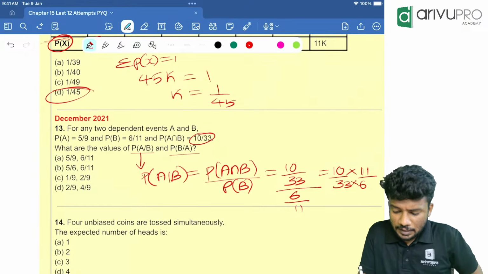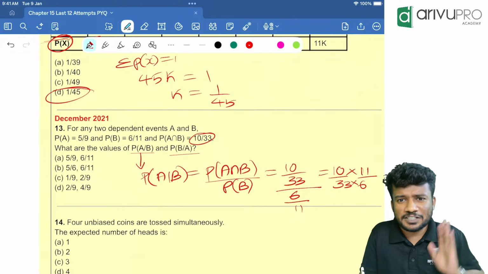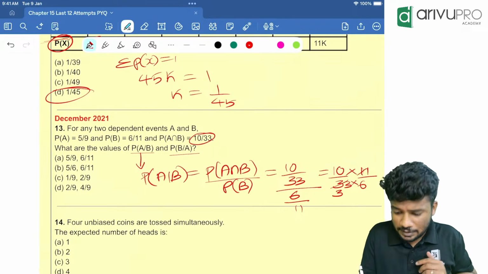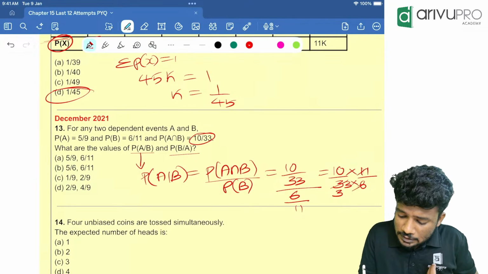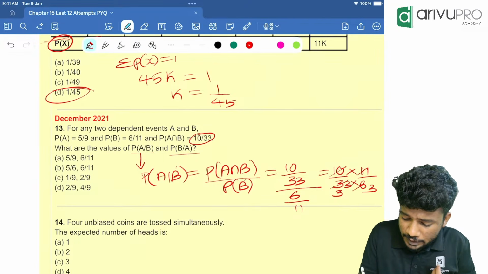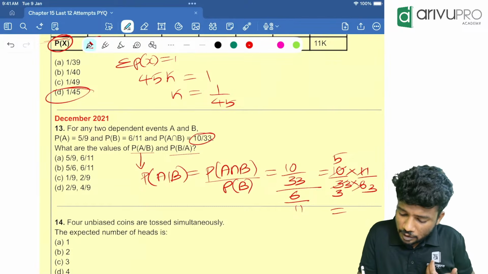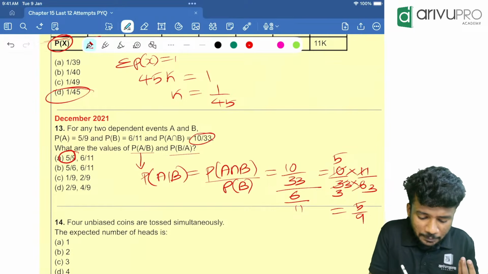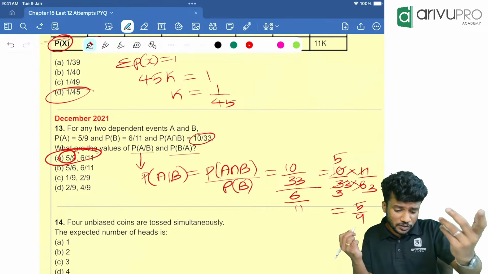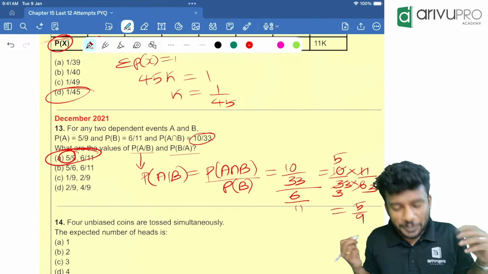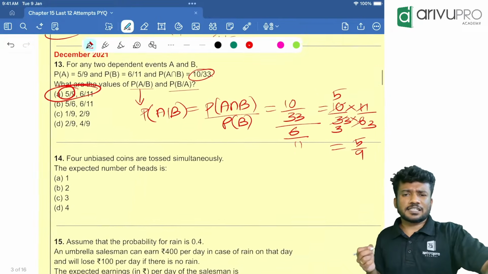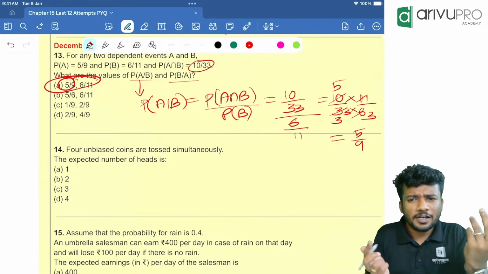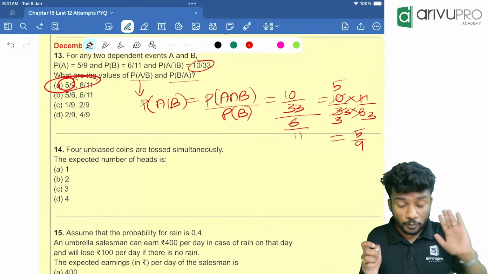Now people, you can start cancelling or you can use a calculator, whichever way you are fine with. 11 and 33 got cancelled, 3 is there, then this 3 and this got cancelled, 5 is remaining. Then how much is the answer now? 5 by 9. Only one option is giving you 5 by 9 in the numerator, the first one. That means option A is your answer. We don't need to do the next one. We don't need to find P of B given A. You can directly go about it, since every value is unique over here.